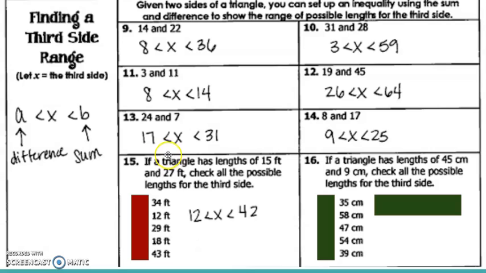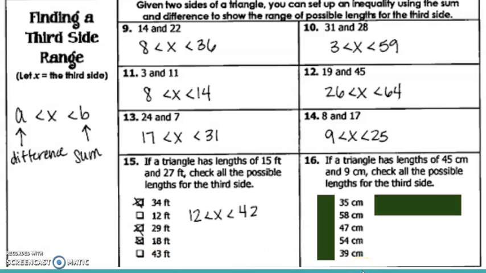When I choose my sides, I have to be careful. X cannot be either of my end numbers. It has to be bigger than 12 and smaller than 42. It cannot be 12. There's not an equal to line with this inequality. So when I choose my numbers, I would choose 34, 29, and 18. Again, 12 is the same exact thing, and I cannot choose that. And 43 is too large.